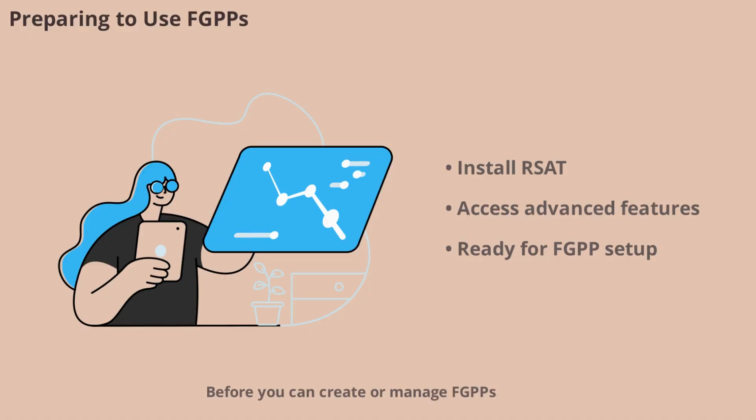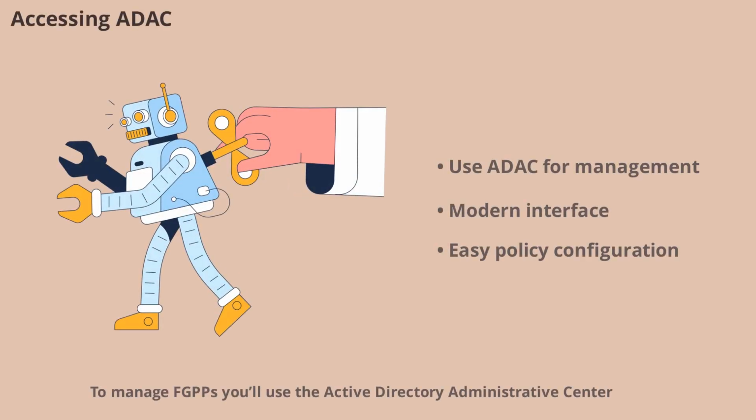Before you can create or manage FGPPs, make sure you have the necessary tools installed. The Remote Server Administration Tools, or RSAT, are required for accessing advanced Active Directory features like FGPPs. Once RSAT is installed, you'll be able to use the Active Directory Administrative Center to configure your policies. To manage FGPPs, you'll use the Active Directory Administrative Center, or ADAC. This modern management console provides a user-friendly interface for configuring password policies and other directory settings. Open ADAC from your server or workstation where RSAT is installed and you're ready to begin.